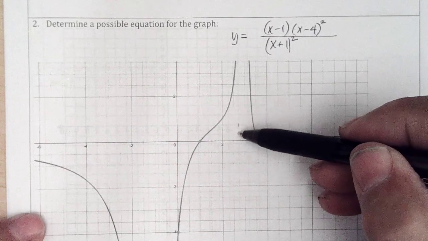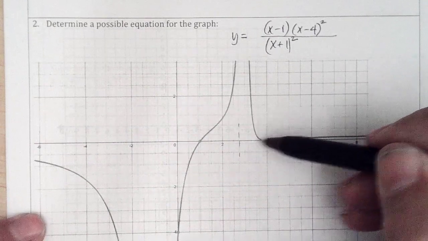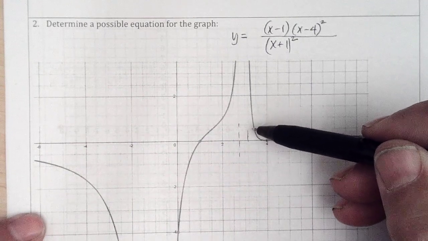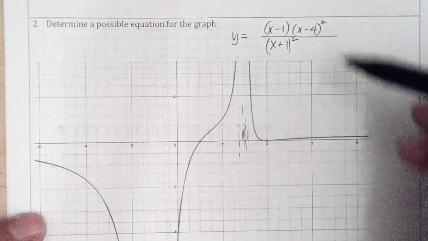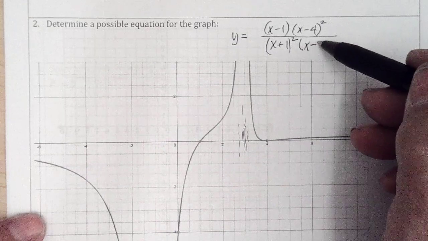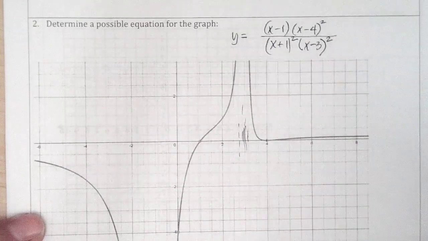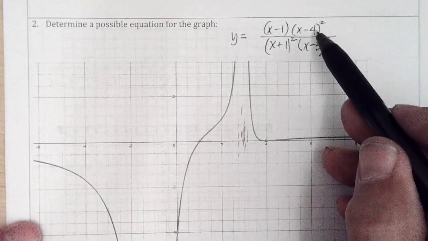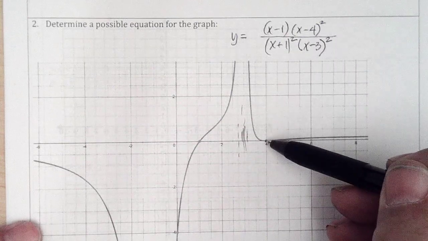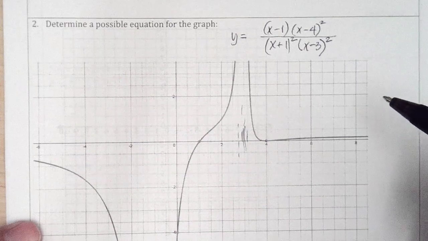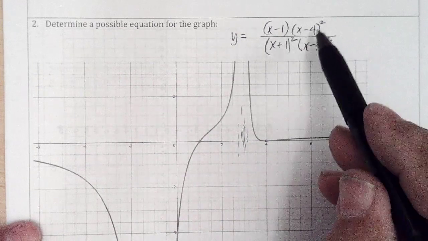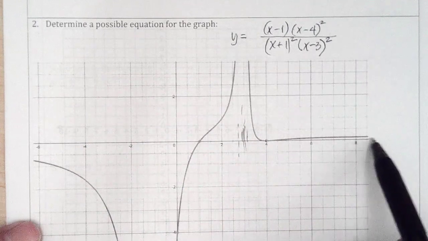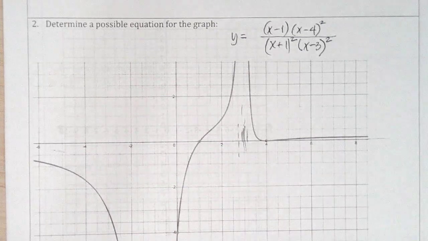It looks like there's another one here at, let's see, that's 2, that's 4. Looks like it's closer to the middle 3. So that looks like it's got to be x minus 3 and squared because they go the same direction. And if this was the case, the degree of the numerator is 3, the degree of the denominator is 4, so it would go towards 0. And it looks like it could be going towards 0.